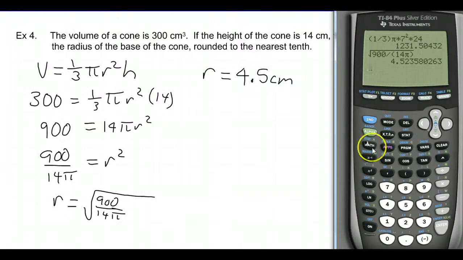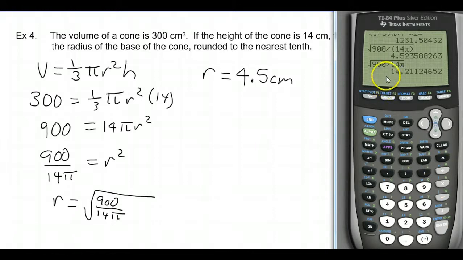So let's do it wrong. What if I went 900 divided by 14 pi? Now we get a different answer, because what it's doing then is order of operations. It's going to go 900 divided by 14, then multiply that by pi, and then take the square root. And what we really want is 900 divided by 14 pi, right? This division bar here says you are taking, work out the top, work out the bottom, then do the division. And so I had to put brackets around that so that it would work out the bottom.